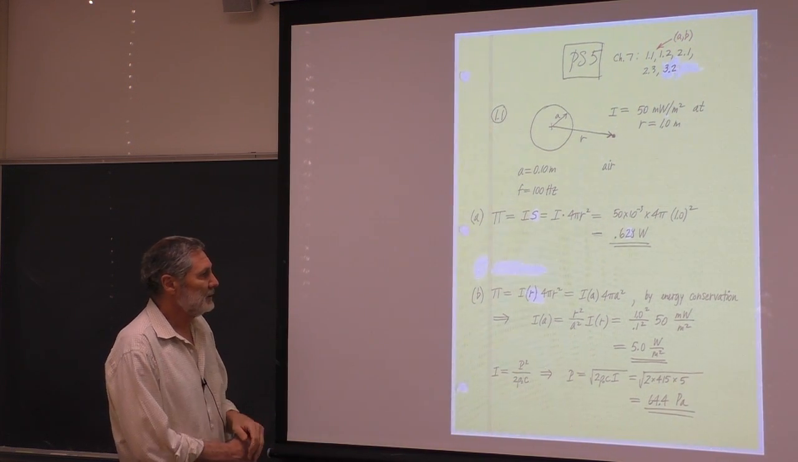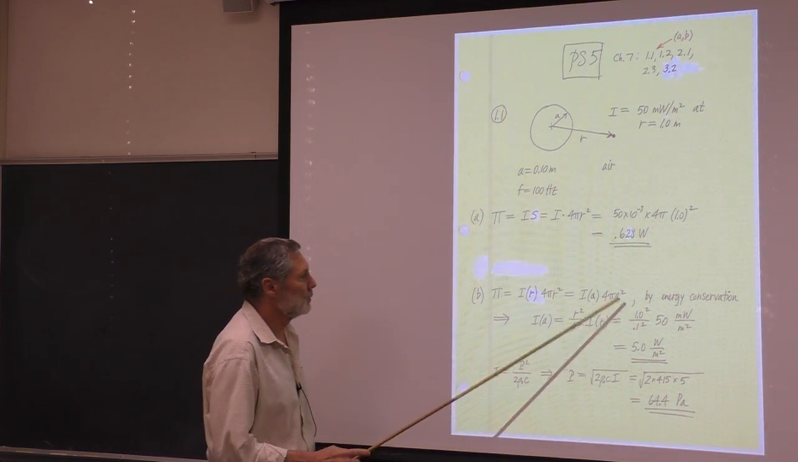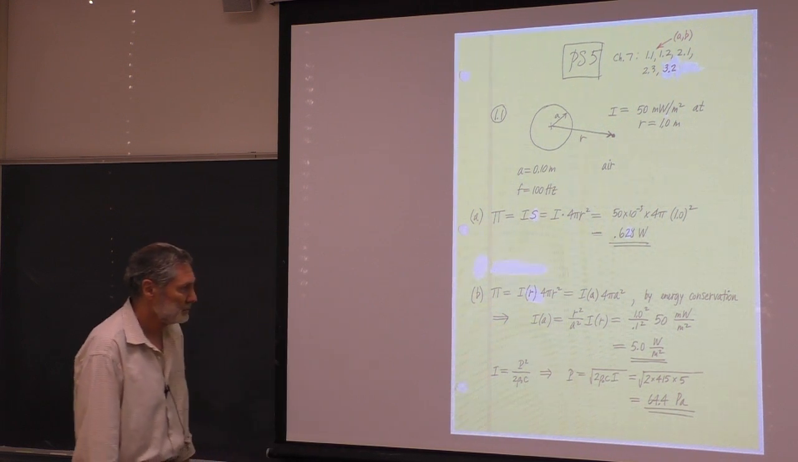So the intensity is going to be greater because there's less area, but the power is the same. And now it's quite a bit greater. You can see, due to the square dependence, it's 5 watts per meter squared.